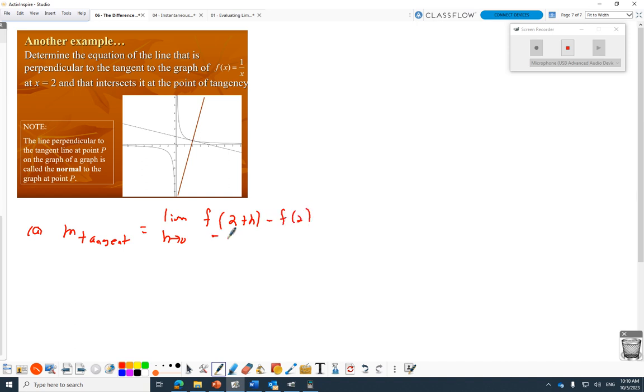This one's with a fraction instead. So I get 1 over 2 plus h minus 1 over 2 all over h. Stick around for just another couple of seconds for dealing with fractions here. Just like the conjugate, there's a magical thing to multiply by that tidies this up in a hurry. You really want to know this move. The magic thing is multiply top and bottom by the common denominator.